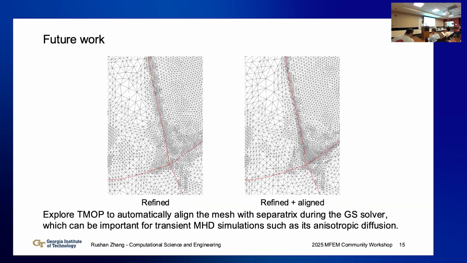So for our future work, we will try to adopt a tool to automatically align the mesh with the separators during the GS solution, which can be important for transient MHD simulations, such as this anisotropic diffusion. This graph here shows a manual alignment I just did with Gmsh, but we will try to adopt a tool in our workflow.